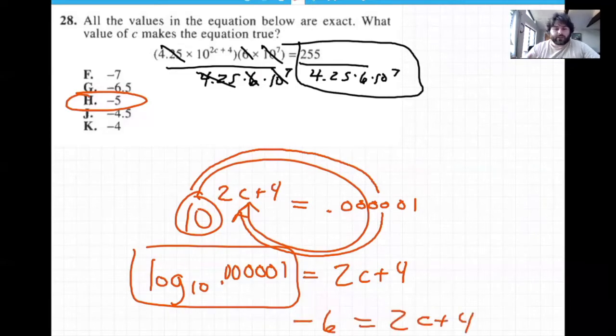Go ahead and solve that. We realize that c has to be negative 5. Okay. This is a little bit of a challenging problem for sure, but there's ways around it. Okay. Now, this is a cool way to work this.